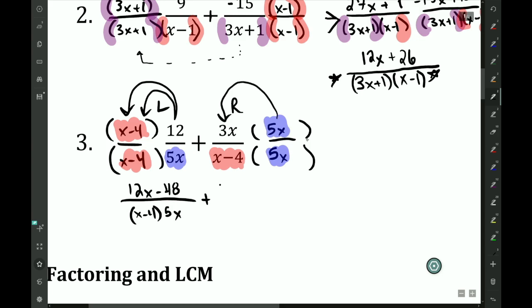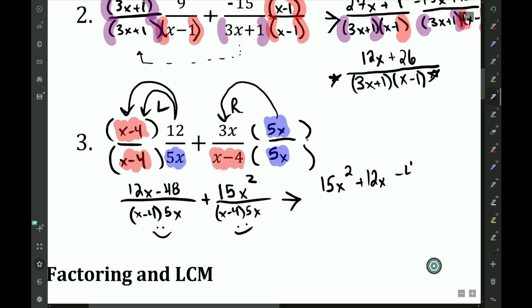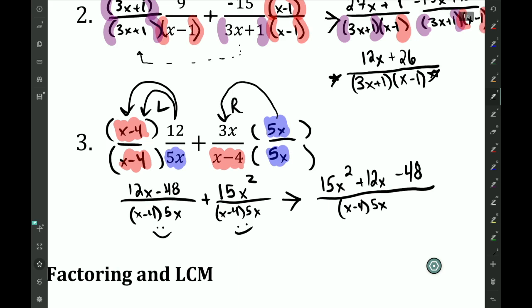So 15x squared. x times x is x squared. All over x minus 4, quantity 5x. Same denominators, so now these are happy because they can play together, and that just means we have 15x squared plus 12x minus 48. I'll let you leave it like that there, and again we have x minus 4 and 5x. Again, for today, I just want you focusing on what is the LCM and how do you multiply it.